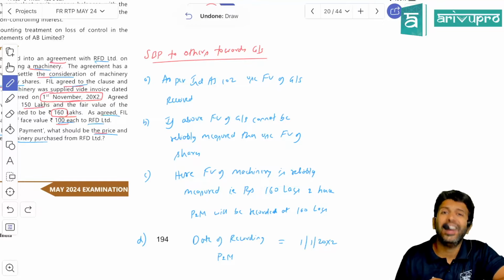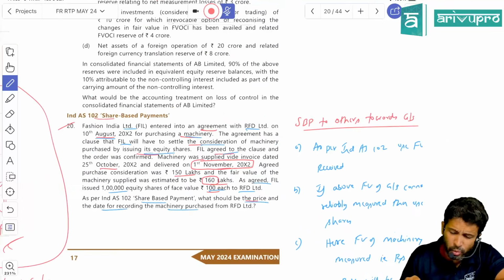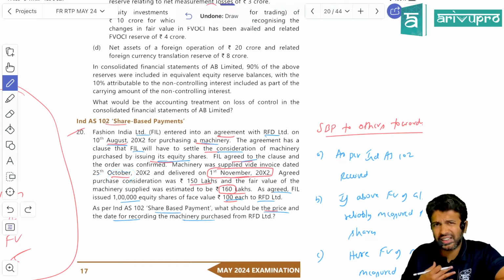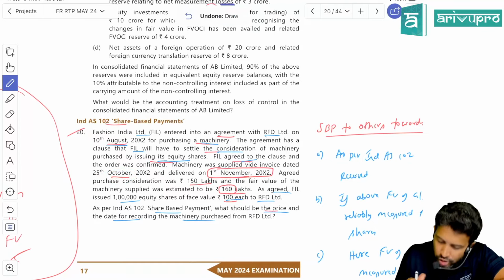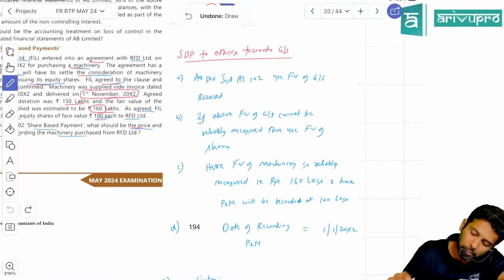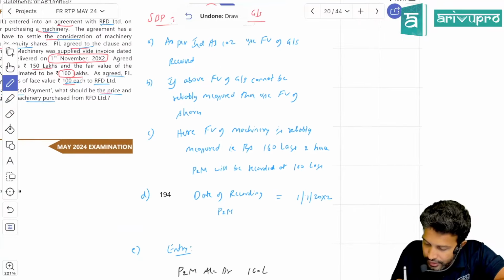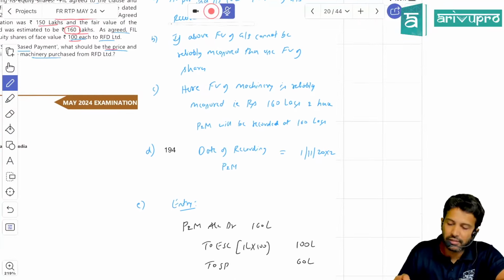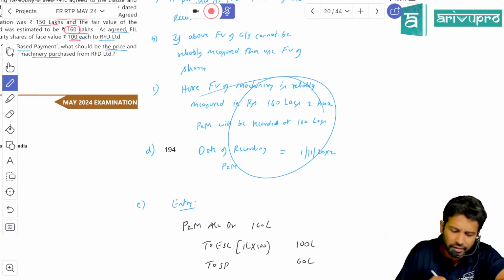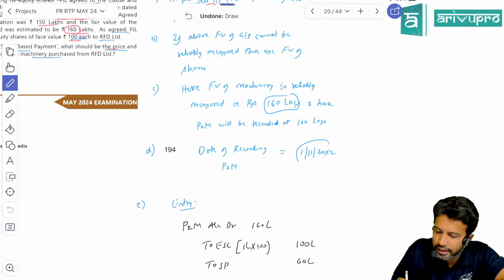Okay. And when did you receive the delivery? The invoice may be whatever, because we will get control of the machinery when we receive it. So the delivery date of the machinery is 1st November, so the date of recording will also be 1st November. It should not be 1/1, it should be 1st November. They have not asked for the entry. This was what they have asked: what is the value? Value is 160 lakh. The date is 1st November.